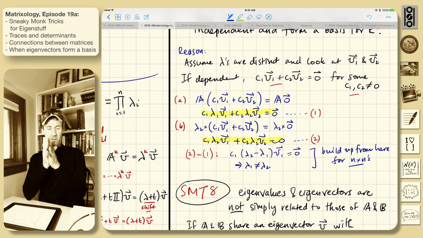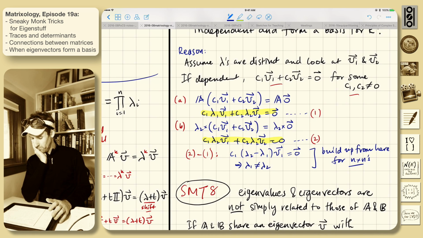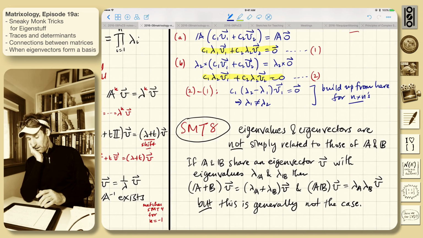But just to say again, it's a very important result. If the eigenvalues are all different from each other, then we have a full basis generated by the eigenvectors of A.